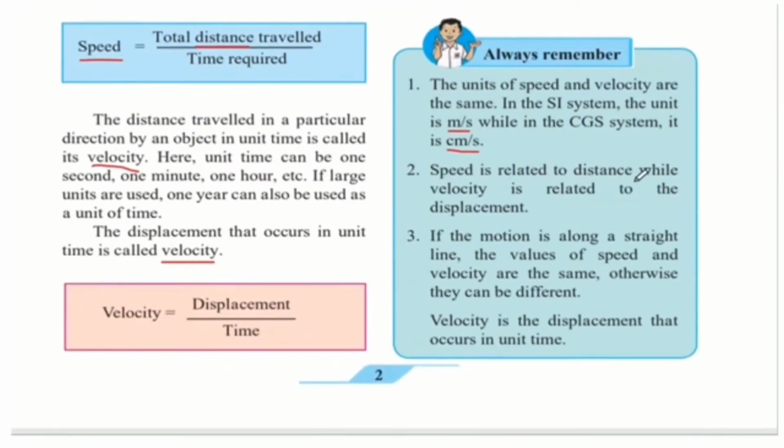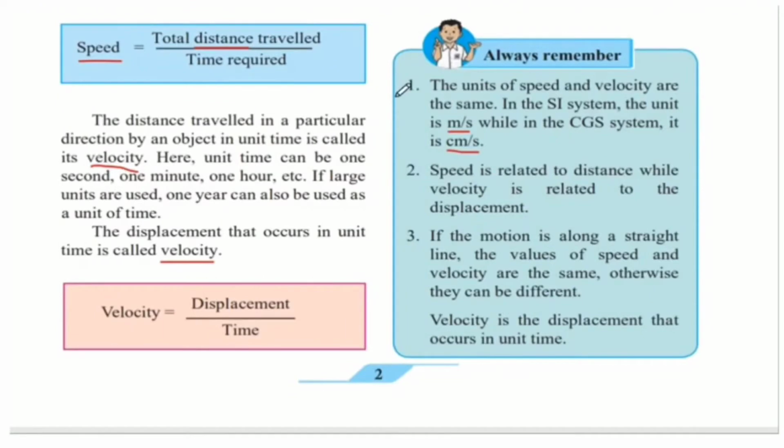Speed is related to distance while velocity is related to displacement. So in the formula, when we have to calculate speed, we need to take distance, and when we have to calculate velocity, we have to take displacement upon time. If the motion is along a straight line, the values of speed and velocity are the same. Otherwise, they can be different. So, as we saw earlier, velocity changes based on the direction of the object. So if the object is travelling in a straight line, then the velocity and speed of that object will be the same.